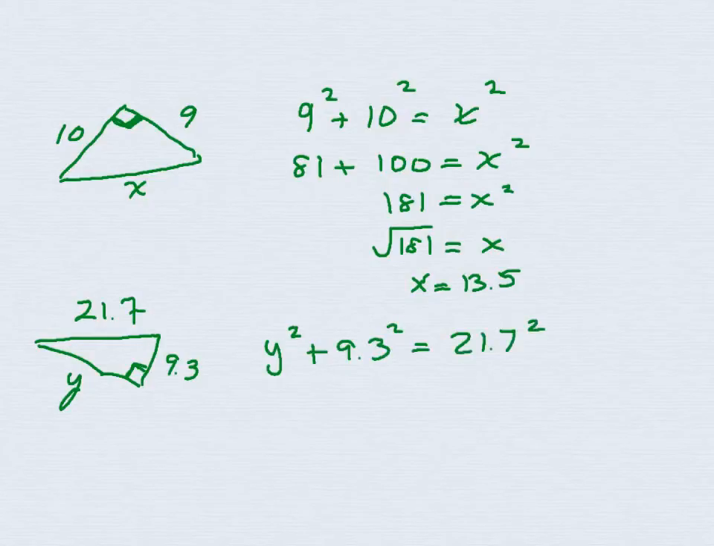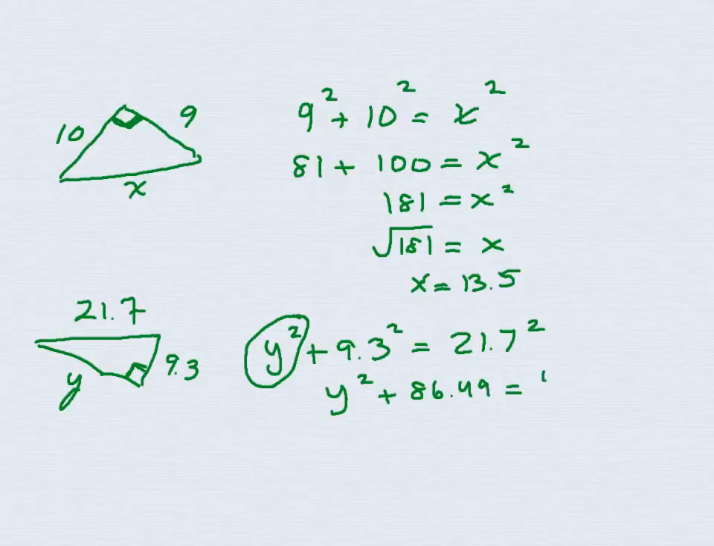Now to solve for y, you've got to get rid of the 9.3. Maybe you're going to rearrange first. Maybe you're going to rearrange second. Let's say we rearrange second. So 9.3 times 9.3, get out your calculator, 86.49, and 21.7 squared is 470.89. Now you've got to rearrange.